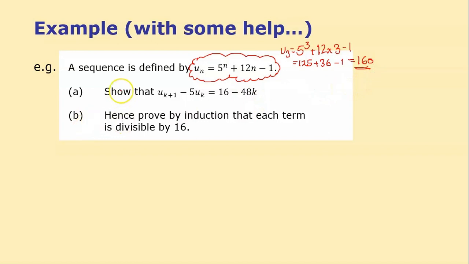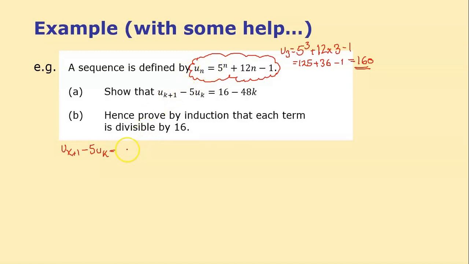Now look, it says do a bit of algebra first. So this is just me getting a feel for the problem. It says show that U_(k+1) minus 5U_k. If we think about that, that basically means putting k plus 1 in wherever the n is, and then putting k in, and then just doing a bit of algebra. So let's do that. I'm just going to write this out.